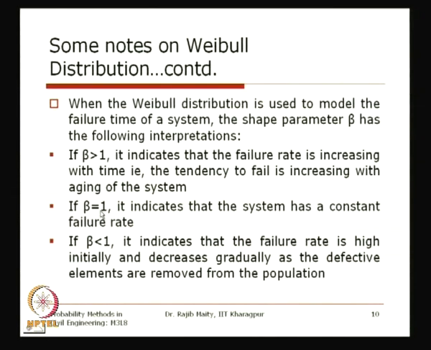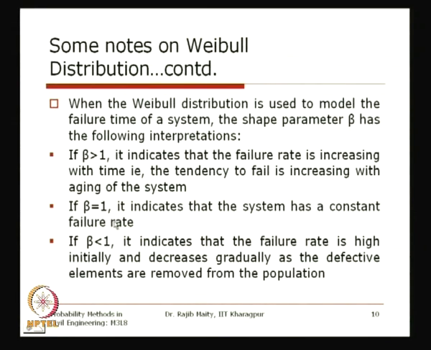So, first, if we start with beta equals 1, we know that this approaches the exponential distribution. Now, the failure rate of the system is constant. While discussing the exponential distribution, we discussed that the failure rate, or the interarrival rate, the average time at which a particular phenomenon is occurring, is constant over time. Based on that assumption, we developed the exponential distribution.